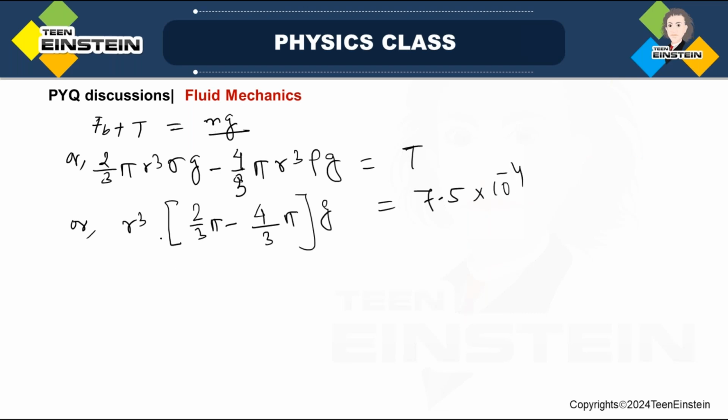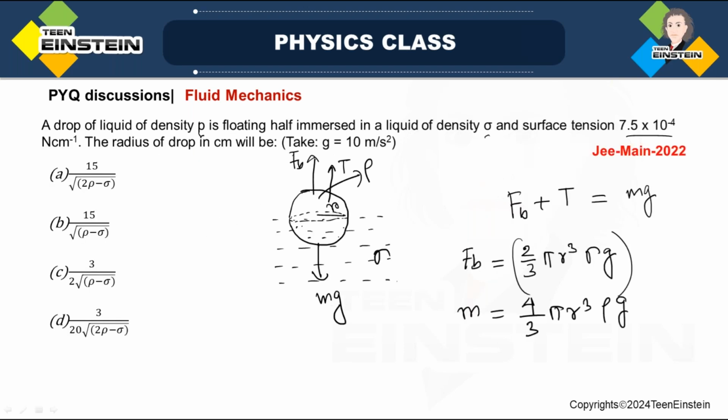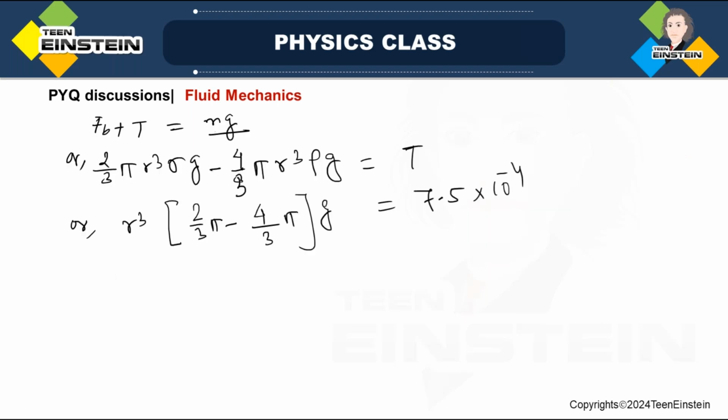This one. So I have to write r. See, there are options given here in terms of rho and sigma. Okay, rho and sigma itself. So for g I have to put the value of g, pi, etc. We'll put the values, and then let's do a little bit of simplification here. See, I get 2 by 3. This is 4 by 3.